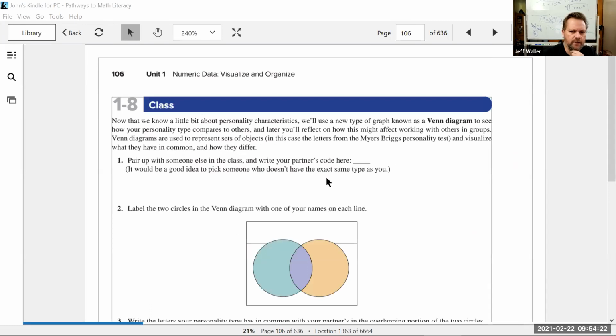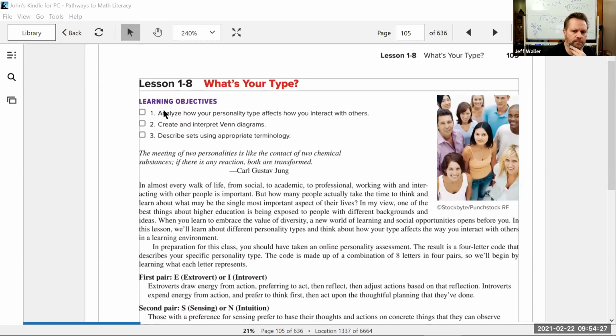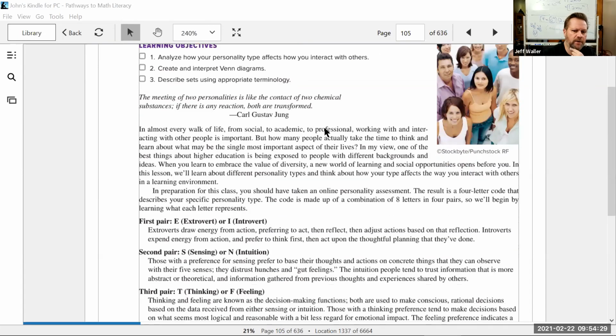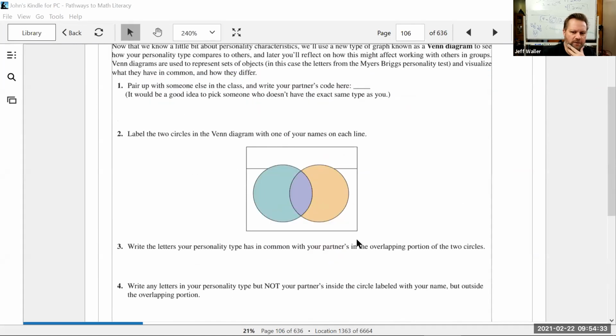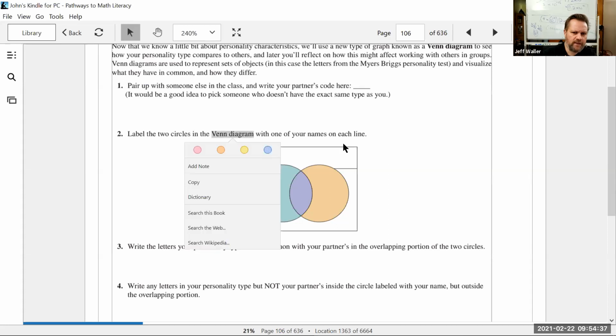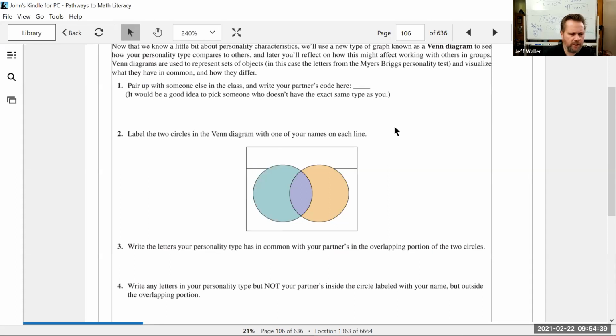I don't think I showed you. Oh yeah, part of this is going to be the personality type, but then we're going to get into these things. Do you guys know what this is called? It says it right there. Have you guys ever worked with Venn diagrams before? Anybody? Some of you, have you ever seen something like that?